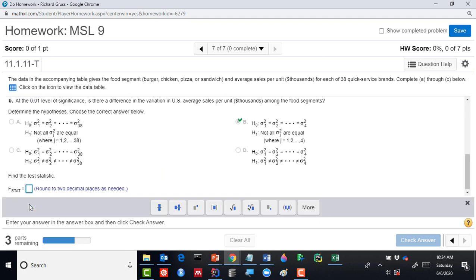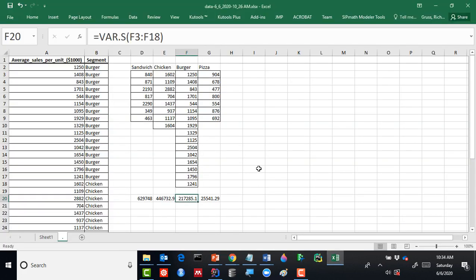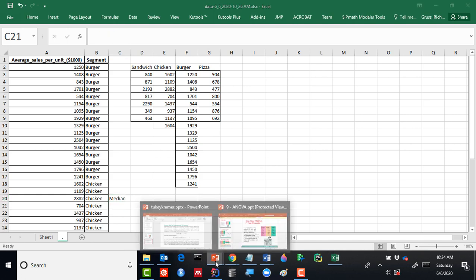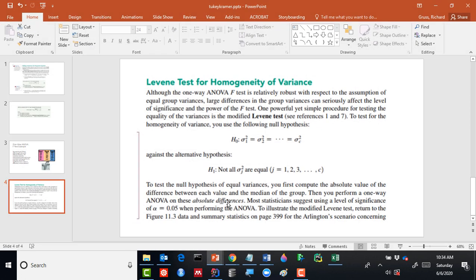Okay, and so now we have to find that F statistic. There's a lot that goes into finding this. This is like the main point of the test. So let's go ahead and follow the instructions, and I'll just delete these. The first thing I need, going back to the very densely expressed instructions right here, is to compute the absolute value of the difference between each value and the median of the group.